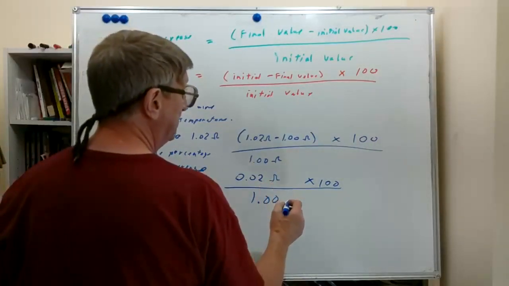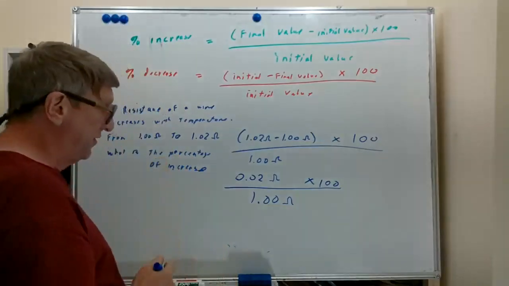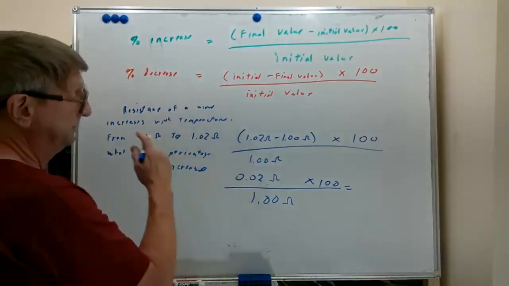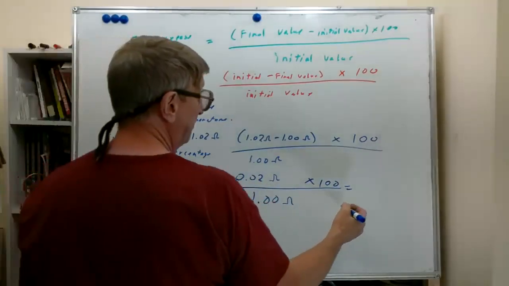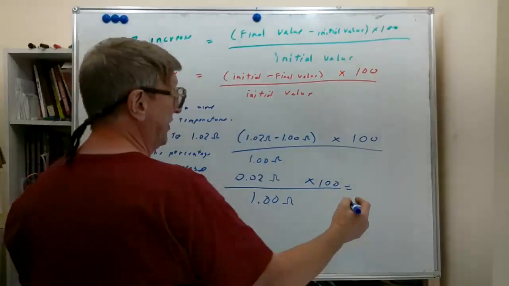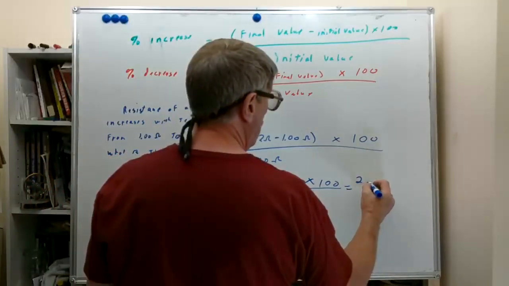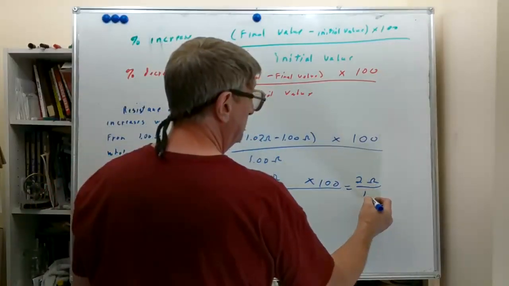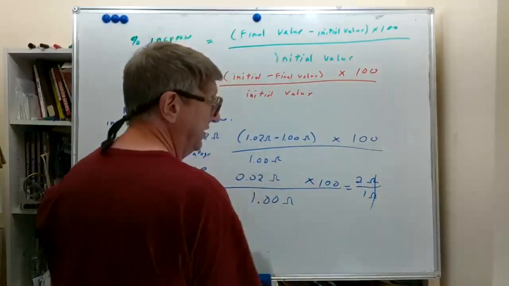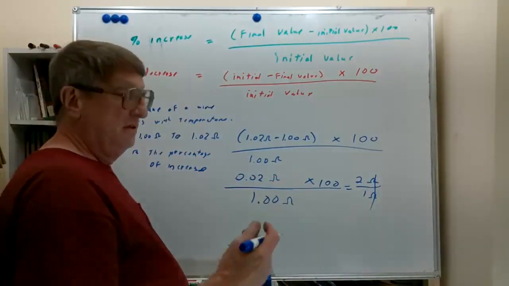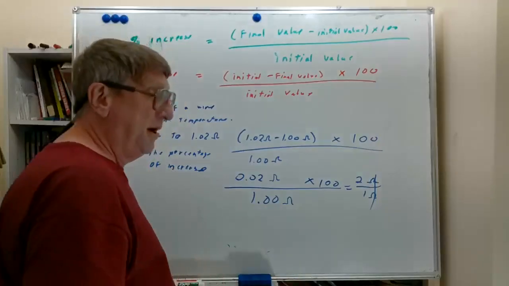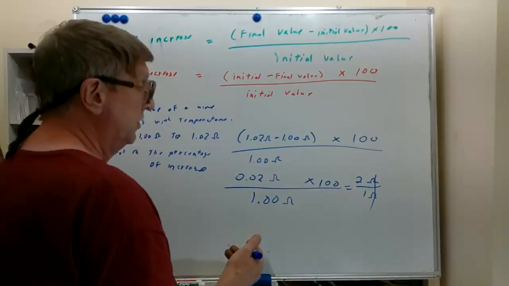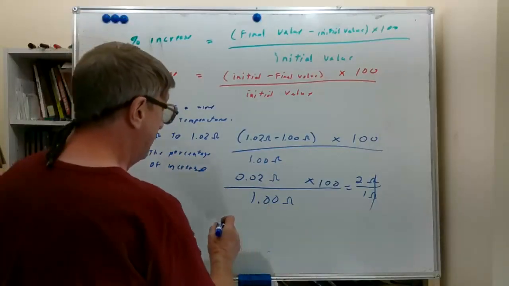It was increased by 0.02 ohms. We divided that by 1.0 ohms. Well, 100 times 0.02, pretty easy to do because it's times 100, 2 decimal places to the right, so that becomes 2 ohms over 1 ohm. Now we can cancel the ohms because we have ohms on the top and ohms on the bottom. We can cancel units just like we cancel factors. So our percentage increase is basically 2.